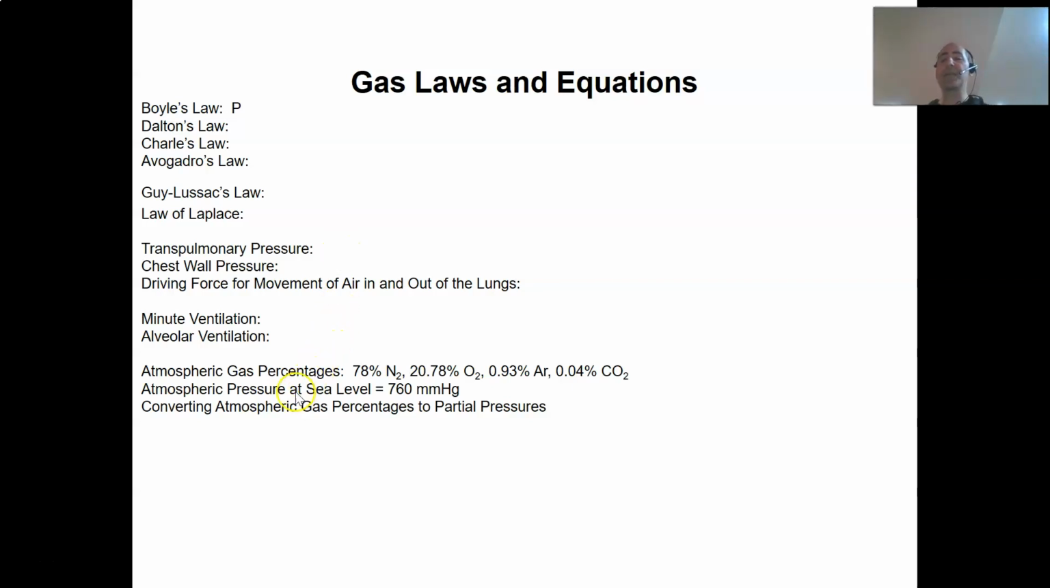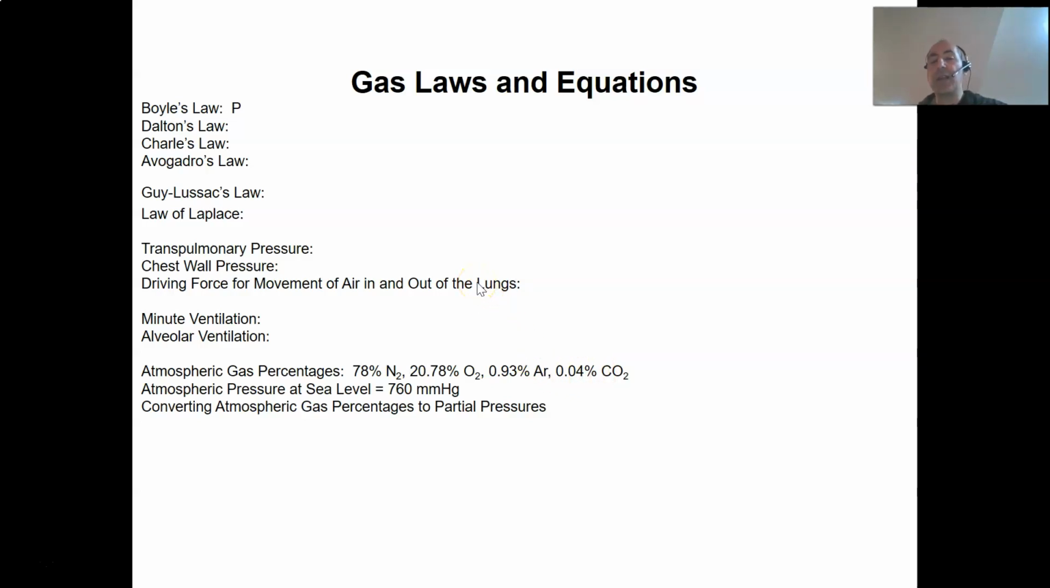You should memorize the gas percentages in the atmosphere. Roughly 78% of the atmosphere is made up of nitrogen, 20.78% is made up of oxygen, 0.93% of argon, and 0.04% of CO2, and then there's minuscule amounts of helium and hydrogen and the other gases.